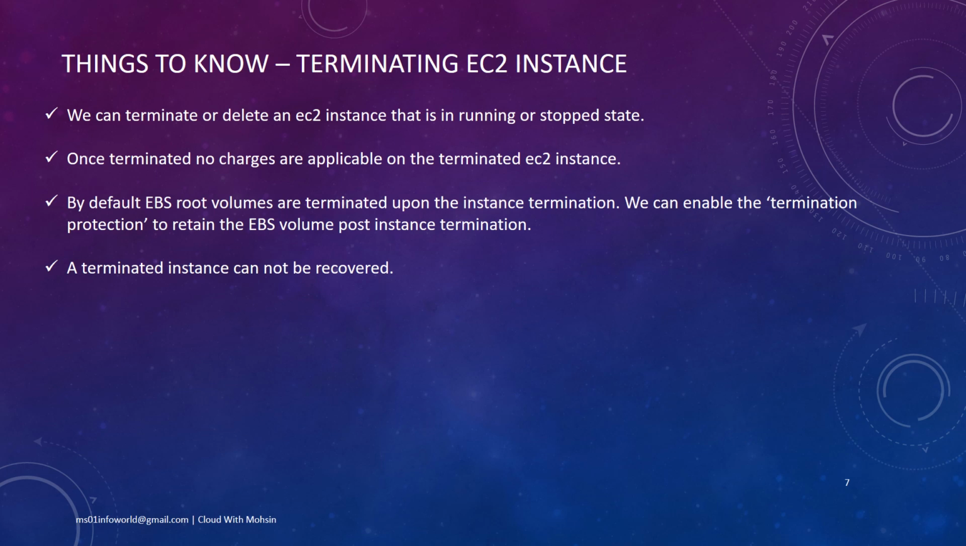Now let us switch over to what happens when we are terminating an EC2 instance. Termination is nothing but the deletion of the EC2 instance. We can terminate it either if it is in the running state or stopped state. Once terminated, no charges are applicable on the terminated EC2 instance, and by default the EBS root volumes are terminated upon the instance termination. If we have an EBS root volume attached to the EC2 instance and we choose to terminate or delete that instance, then by default the EBS volume also gets deleted.